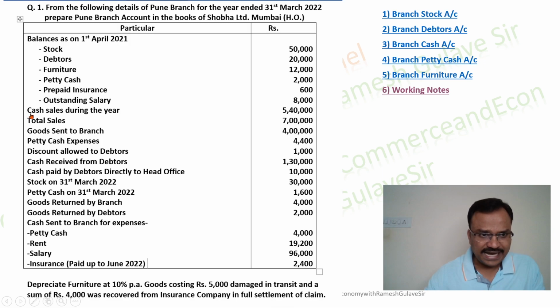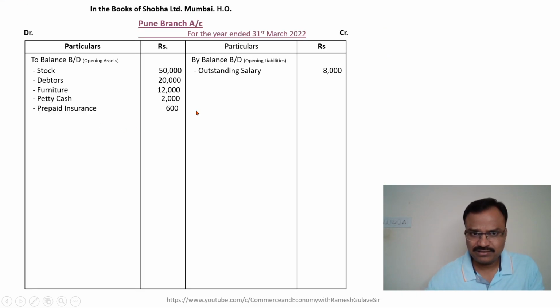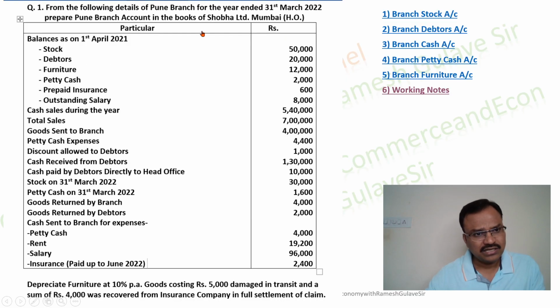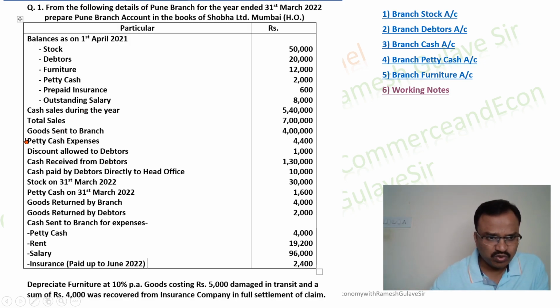So cash sales during the year and total sales, we are not going to record these in the branch account. They are recorded in the concerned accounts, like credit sales are recorded in debtors account, cash sales are recorded in the branch stock account and cash account. Now let us move on to the next point.